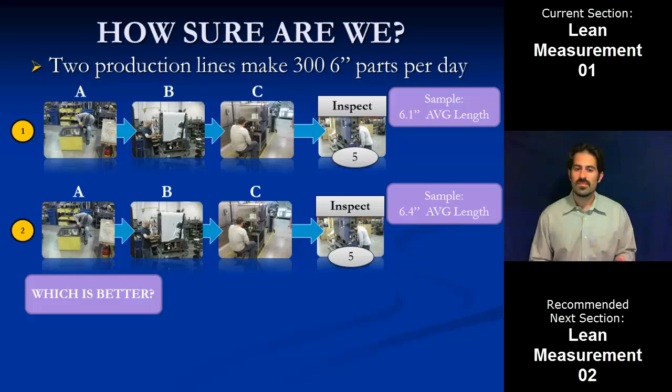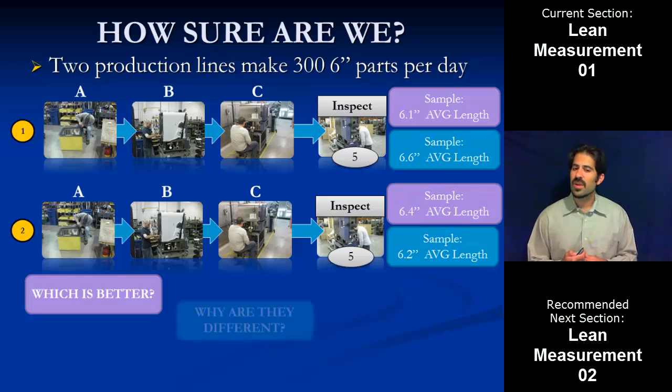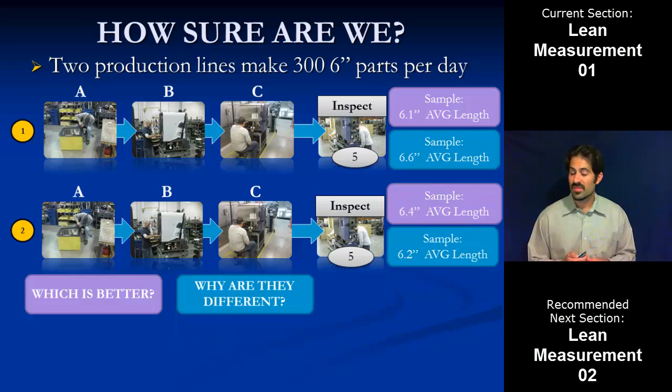So which one is better? Well, if our target was 6 inches on the nose, anyone might say line 1 is better because it has a better average. But how sure are we? Because if we went back 2 hours later and took another random sample of 5 parts, we very likely could get different data. So now line 1, for those 5, the average was worse than line 2. So why are they different? Which one is actually better? How do we know what's happening here?